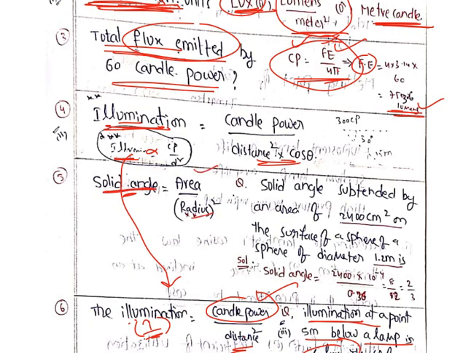Any two things will be given and the third one we have to calculate. The question will be given like this: the solid angle subtended by an area of 2400 centimeter square on the surface of a sphere of diameter 1.2 meters is given. You have to calculate the solid angle. The solid angle formula is area by radius square.